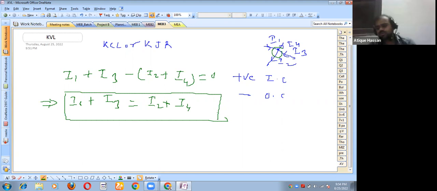All of you understood this? Anyone having any doubt, please ask. Very easy concept. All you have to do is equate the incoming currents with the outgoing currents. That's all. Nothing more than that. So anyone having any doubt, please ask. All of you understood this?